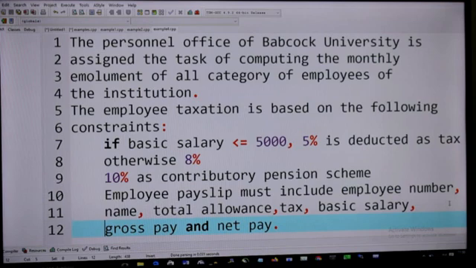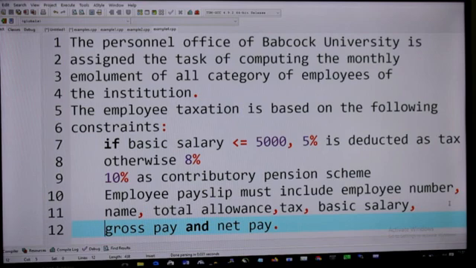So this one is about computing a monthly emolument for each staff in the university. And we have seen the constraints that we have there. So from here now, we are going to look into this particular problem. We want to give each employee a pay slip at the end of the day. And there are things that must appear on that pay slip, and they are already stated here. But from the question, there are things that we can see that have been given to us in order to be able to have the pay slip at the end of the day.